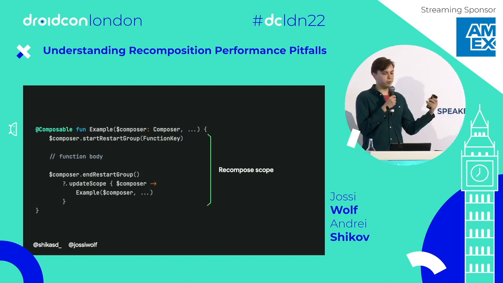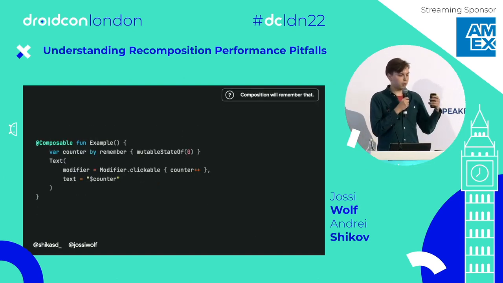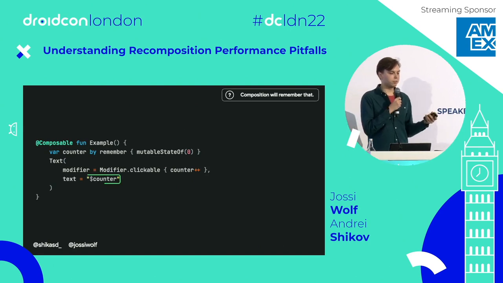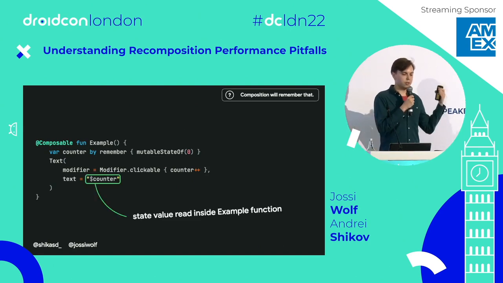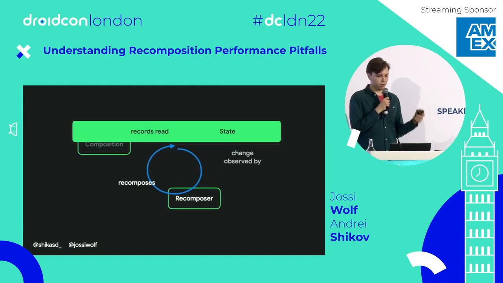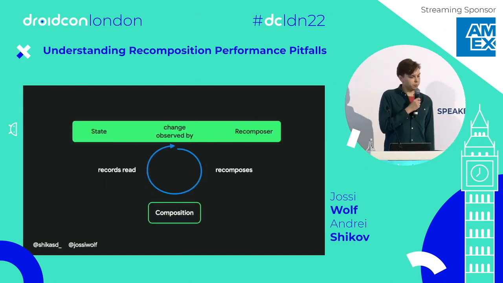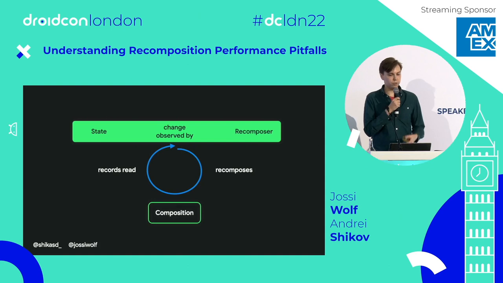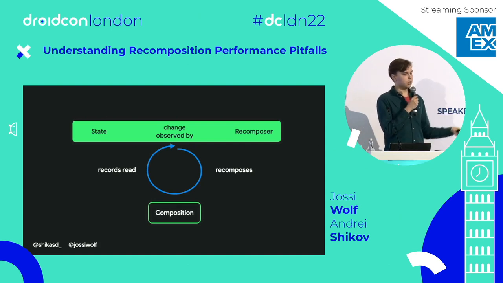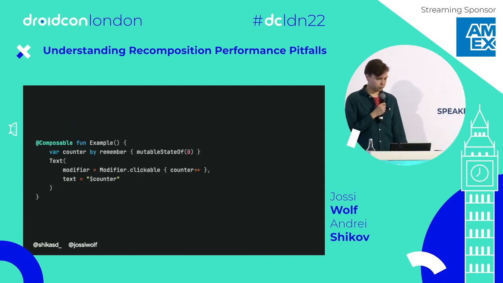So that means that if you read the state here, composition will associate the state read with this exact function. And it will try to remember that for later. We go to the next stage, where we have the state change, something mutated. And this state change got observed by the recomposer.